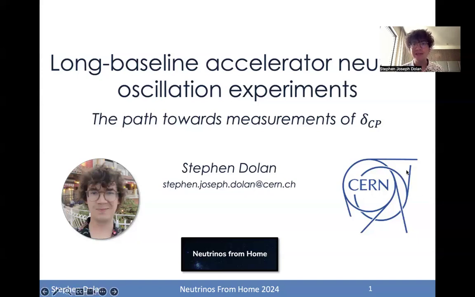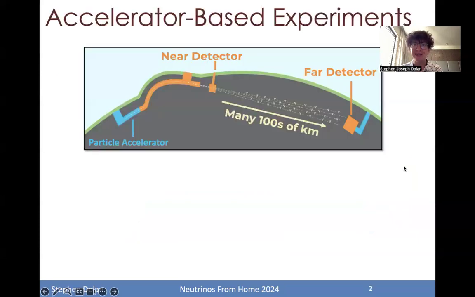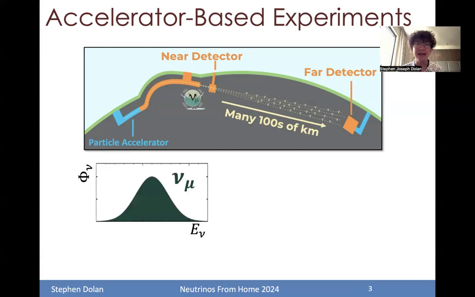So let's get started. I want to begin with just a quick introduction to what long baseline accelerator experiments actually are. What we start with is a particle accelerator. We use this to impinge a beam of protons onto a target that then gives us a stream of mesons that we can focus into a decay volume. We focus either pi pluses or pi minuses, depending on the polarity of a set of magnetic focusing horns. They can produce a muon or an anti-muon neutrino beam. So it's an interesting feature of these experiments that we can run in so-called neutrino mode or anti-neutrino mode.